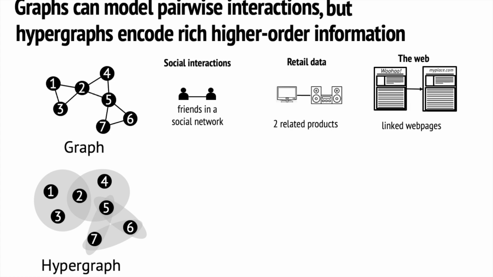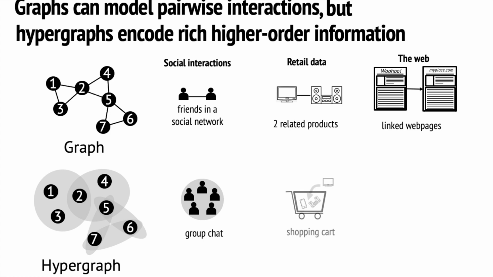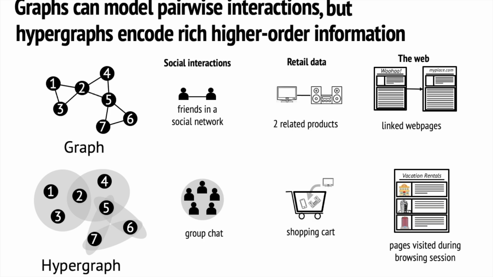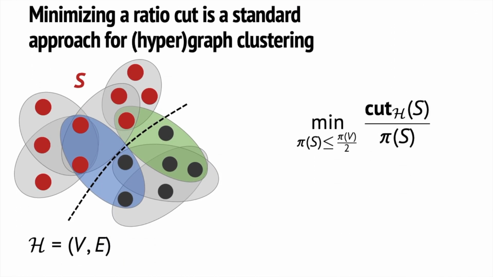For example, people participate in group conversations via email and posts on social media, shoppers purchase multiple retail products at once, and users click on a group of related links during the same browsing session. My paper focused specifically on hypergraph clustering, where the goal is to find clusters of related nodes that share many hyperedges with each other, but few hyperedges with the rest of the hypergraph.